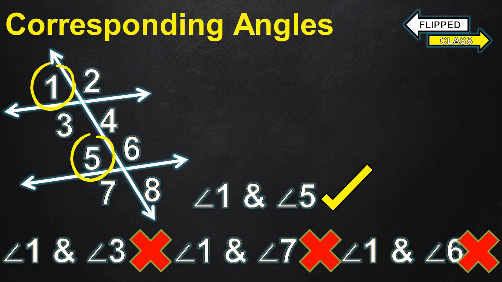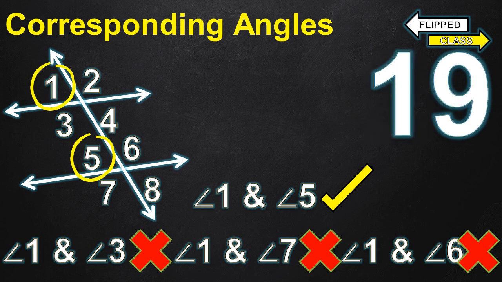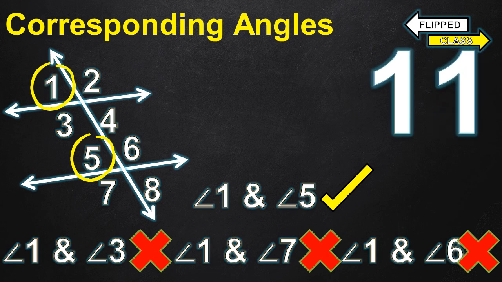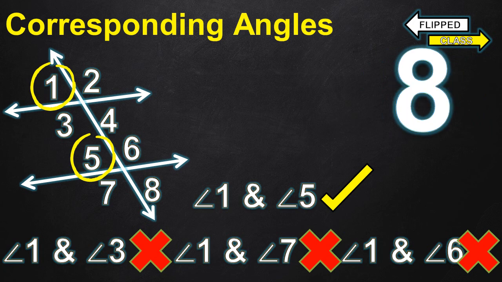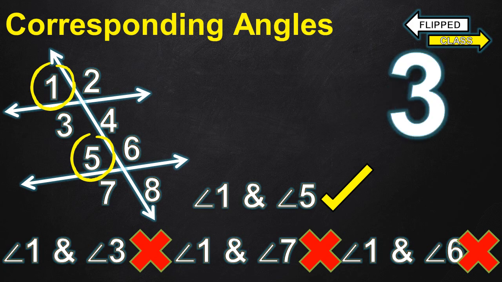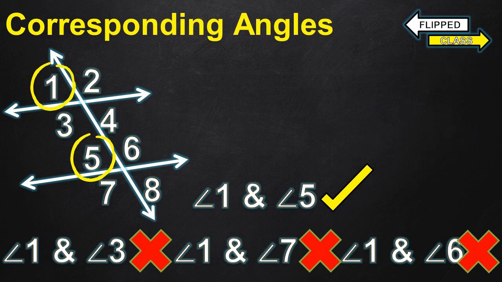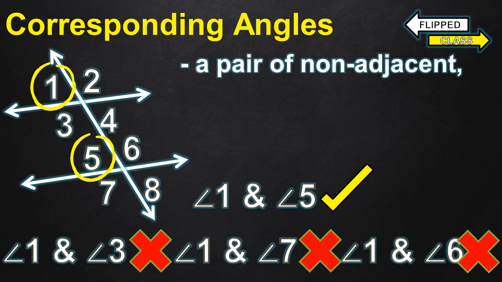In 20 seconds, please define corresponding angles. Do you have any idea? Okay, time is up. Now look at angle 1 and angle 5. They have a special relationship. First, what made angle 1 and angle 3 non-corresponding? Because corresponding angles must be a pair of non-adjacent angles.